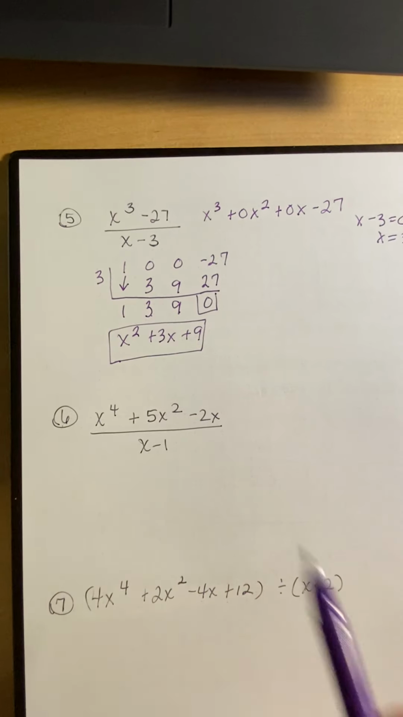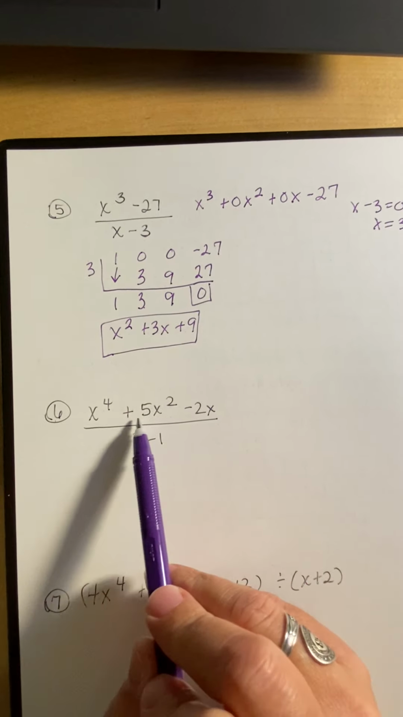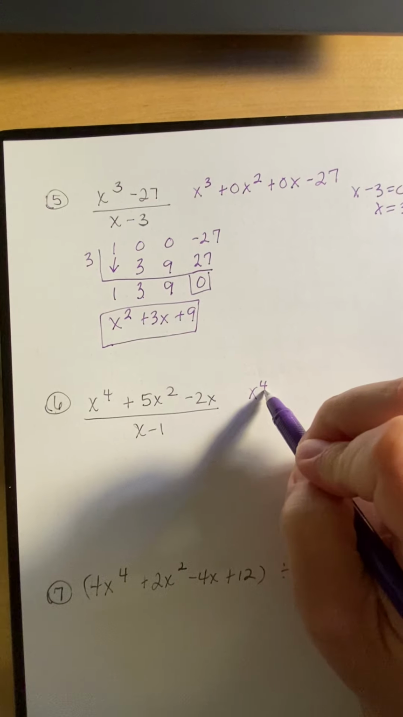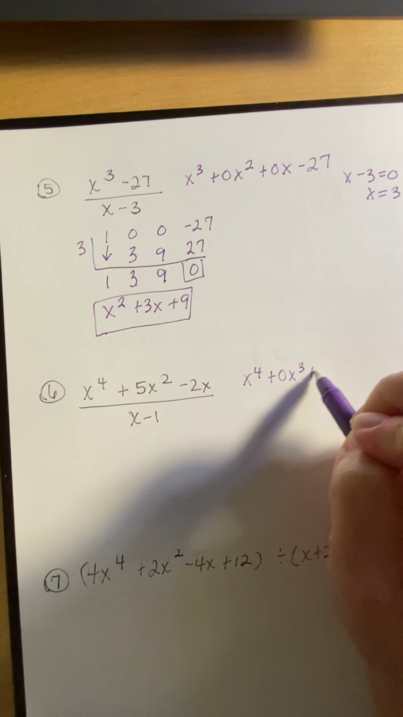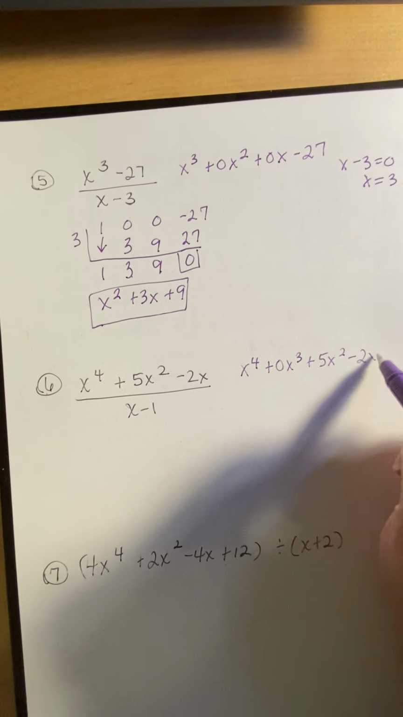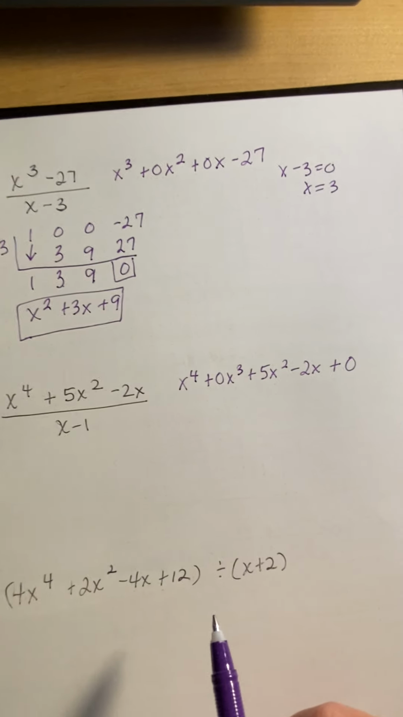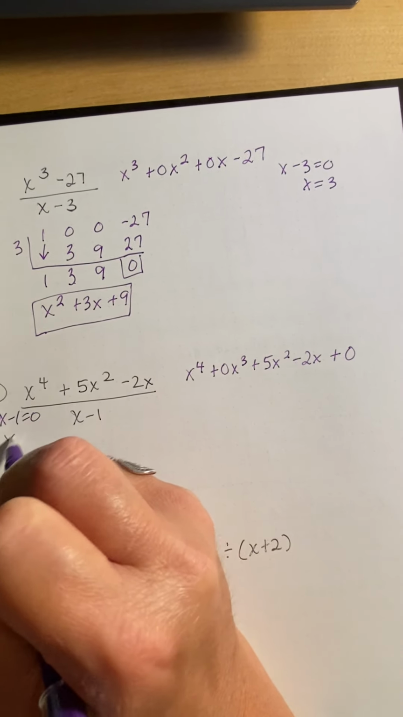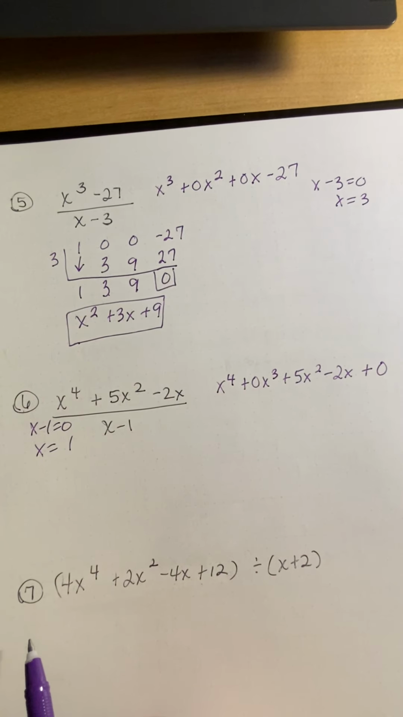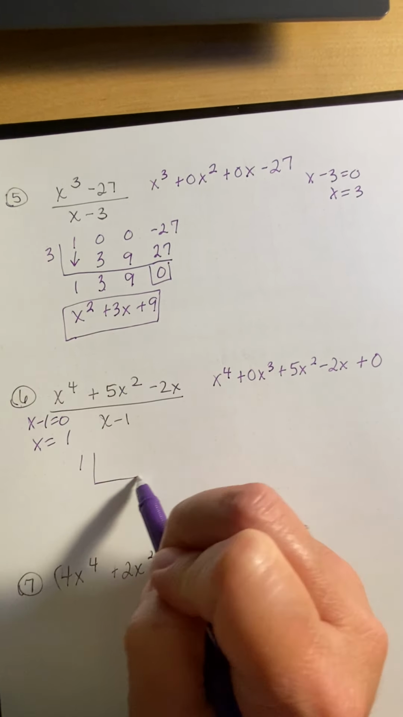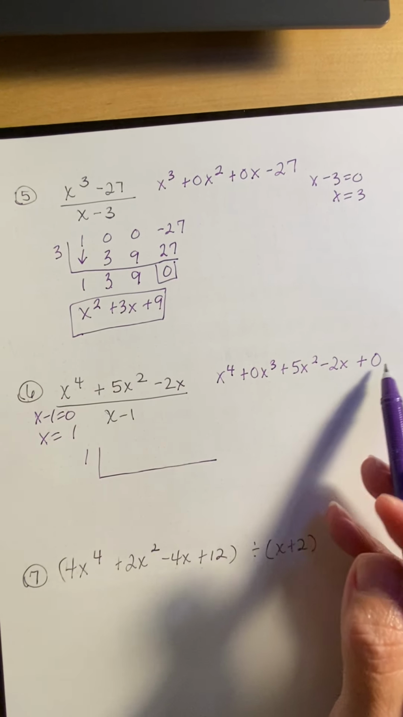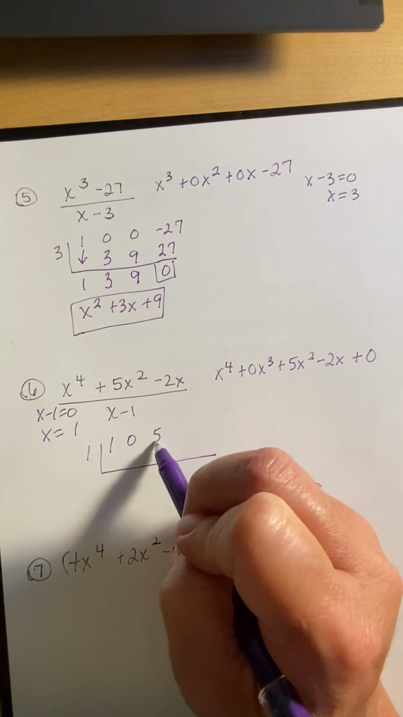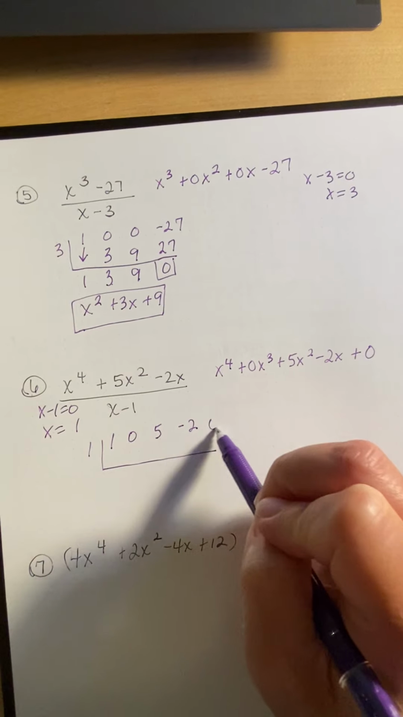Okay, let's do this sixth one here. You want to make sure you're including your zeros. Notice we are missing some. So we're going to have x to the 4th plus 0x cubed plus 5x squared minus 2x. Notice we do not have a last term. We don't have a constant, so we're going to have to put a plus 0 in there. Set that x minus 1 equal to 0 and solve that. So we got x equals 1. So we're going to have 1. Make your upside down division thing, and let's put all of these coefficients in. So 1, 0, 5, negative 2, and 0.